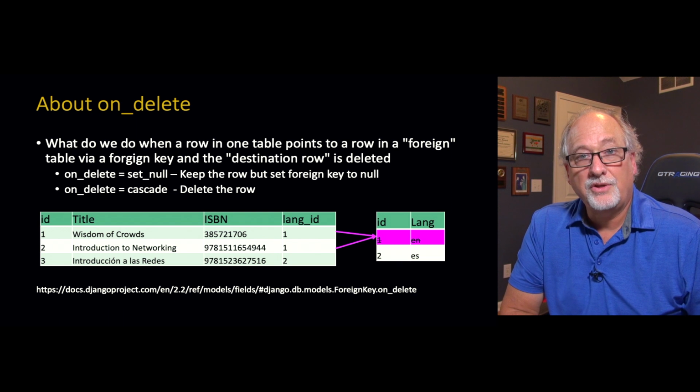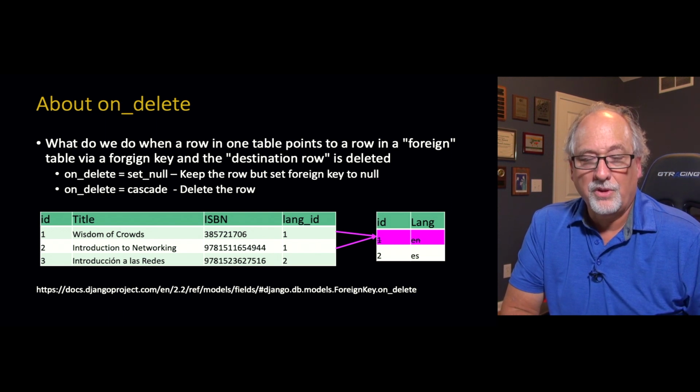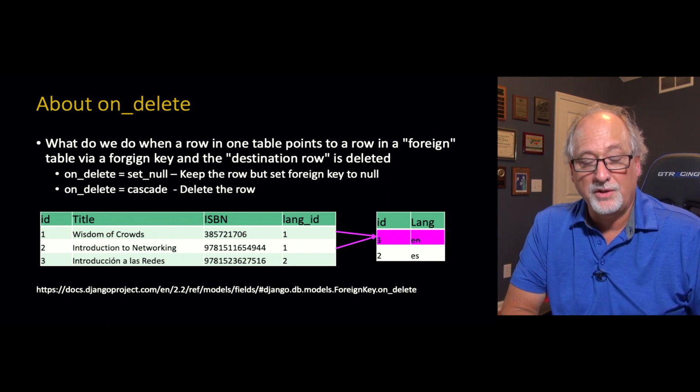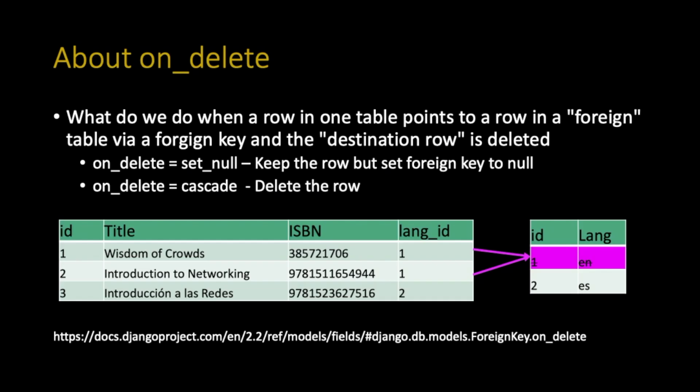Now, I was telling you about this on_delete. So the problem is what happens when you have a row in one table, like in the book table, that's pointing to a row in a language table, and you've got records that are pointing there. So you've got two books that are pointing to English in this situation, and then you delete the English row. What happens to the rows? There's a couple of different things that you can do, but the two common things are cascade. And what cascade says is that if you delete those rows, you're going to delete all the rows that have the matching language ID.